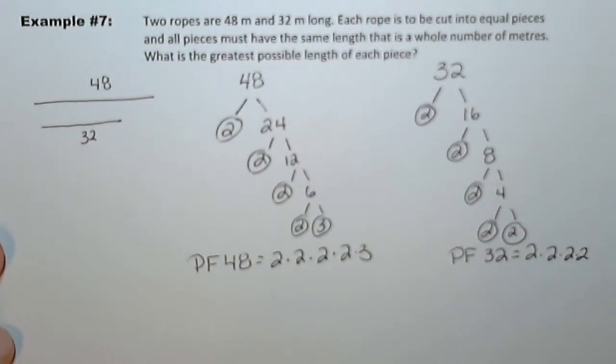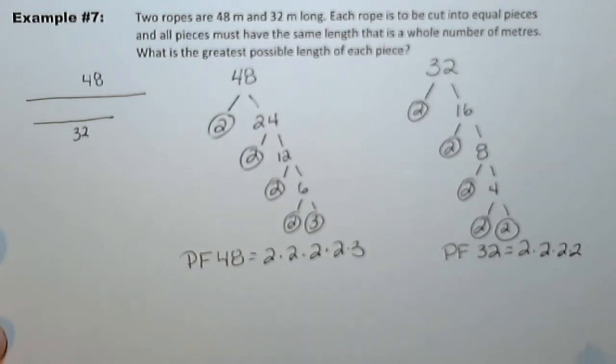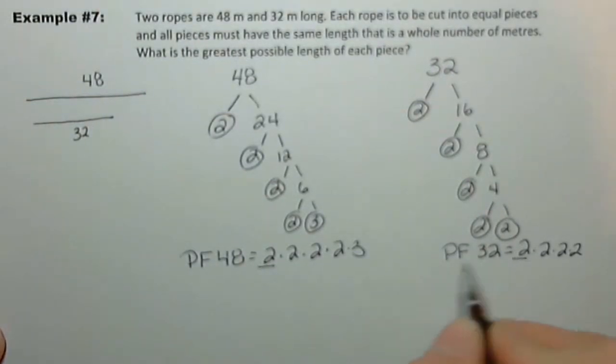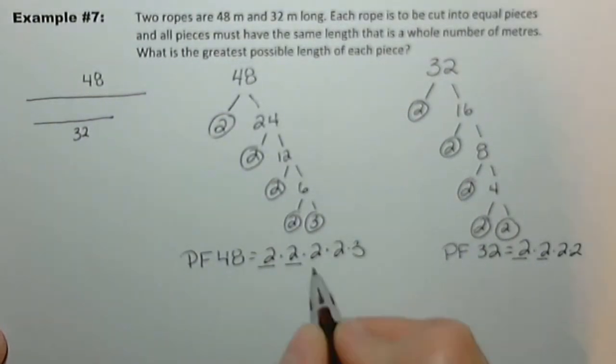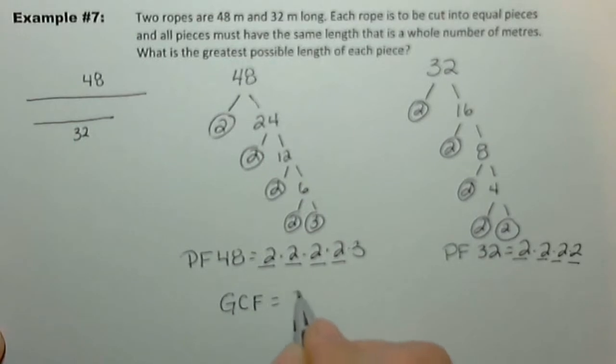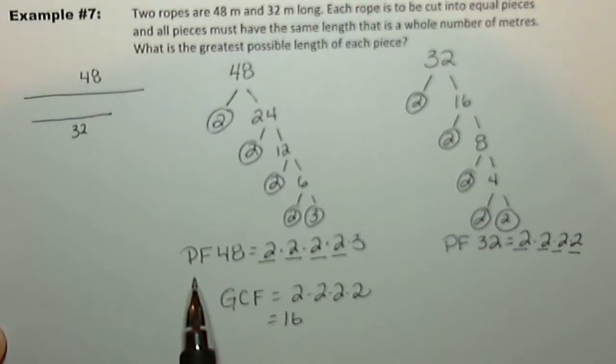For GCF, we're not going to use the exponents. We're just going to leave them as they are, and we're going to find exactly what the two prime factorizations have in common. So my GCF has a 2 times a 2 times a 2 times a 2, which is 16.